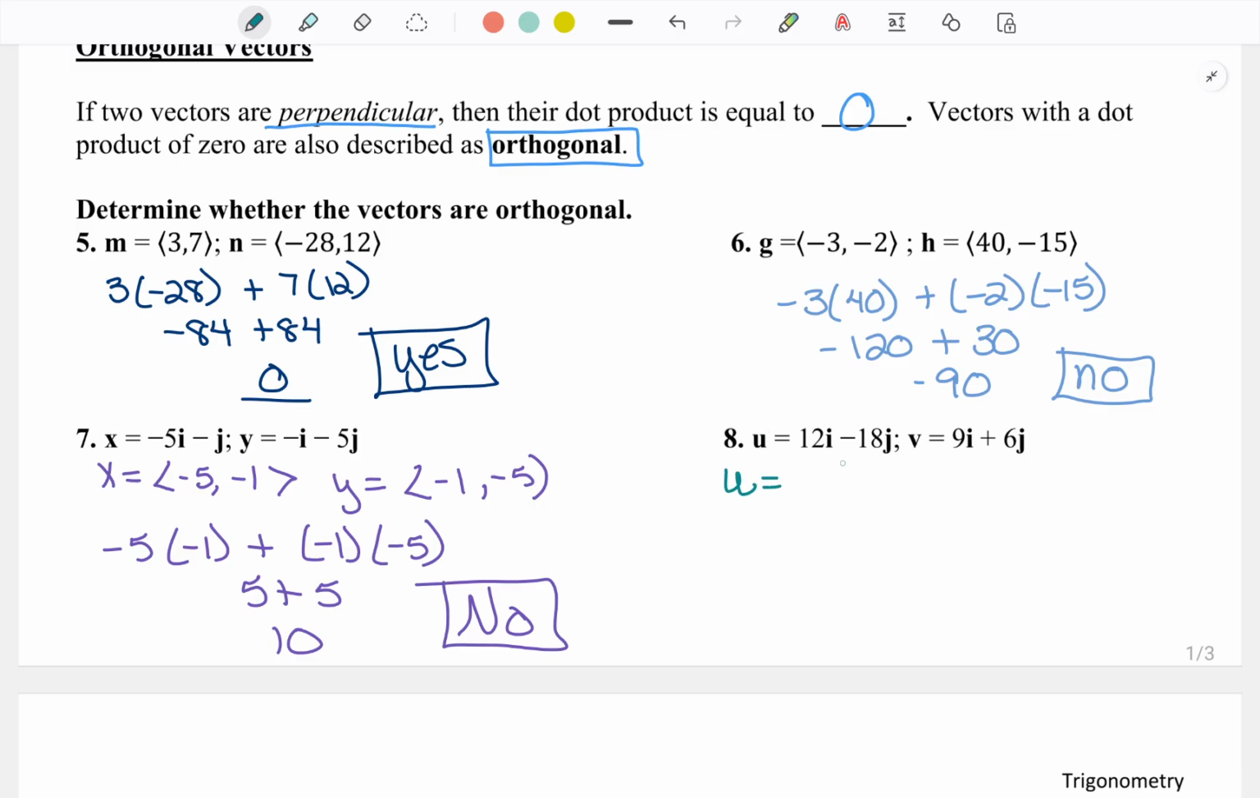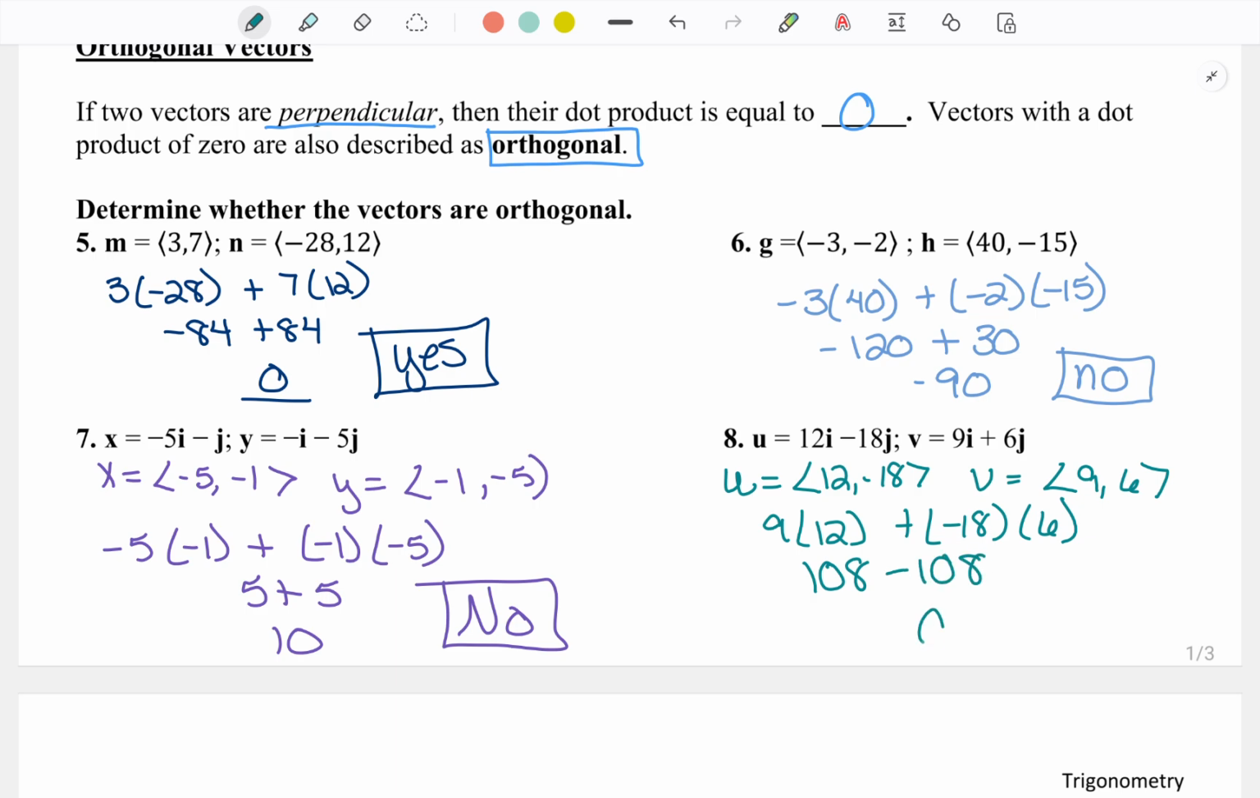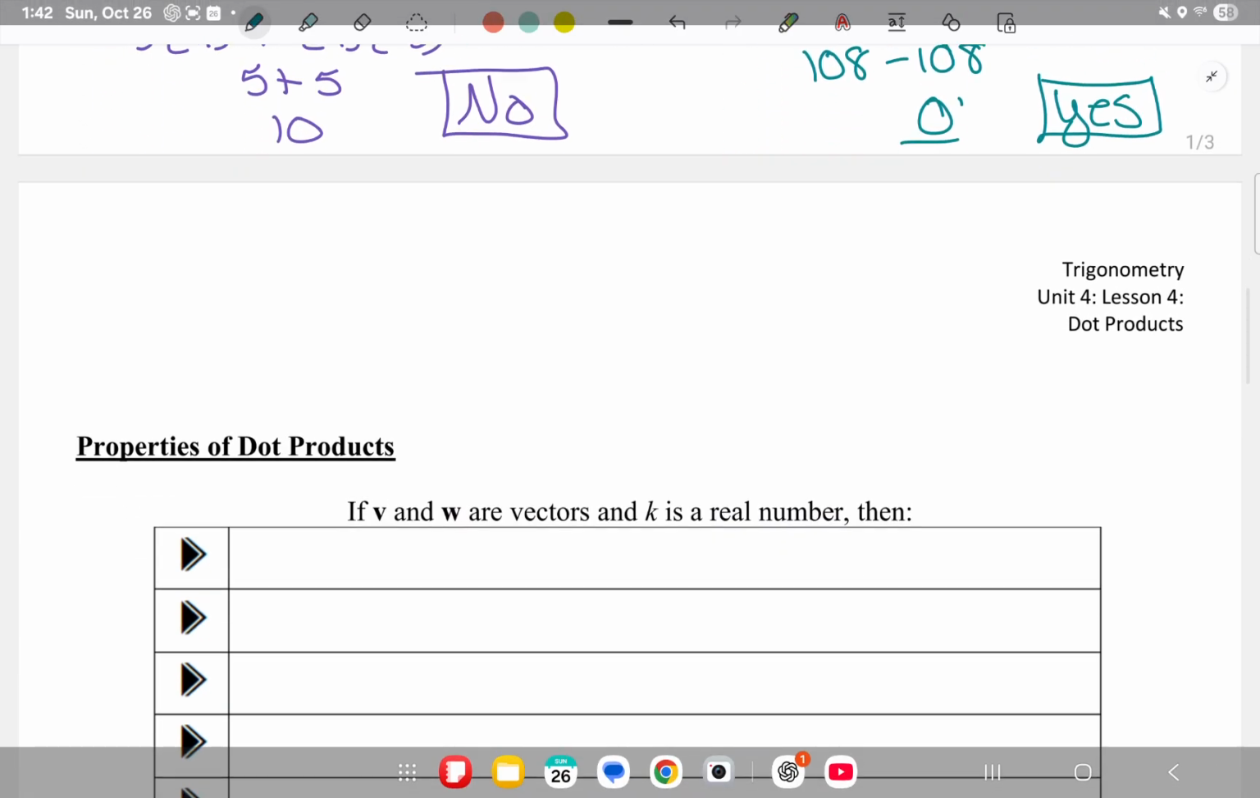U is also a linear combination. So we're going to change that to 12, negative 18. And then V is 9, 6. So we're going to have 9 times 12 plus negative 18 times 6. 9 times 12 is 108. And the negative 18 times 6 is negative 108. So this is 0. So yes, these are orthogonal vectors.